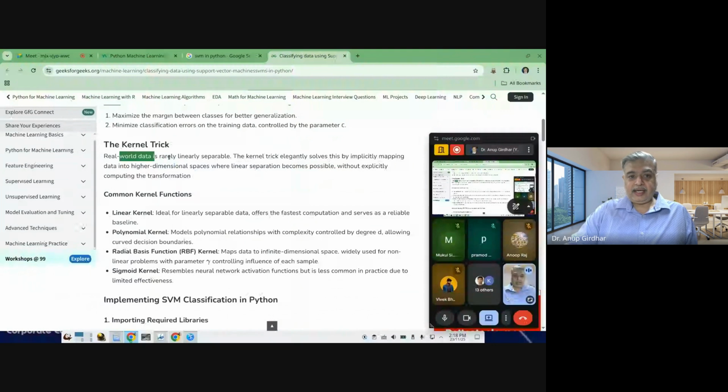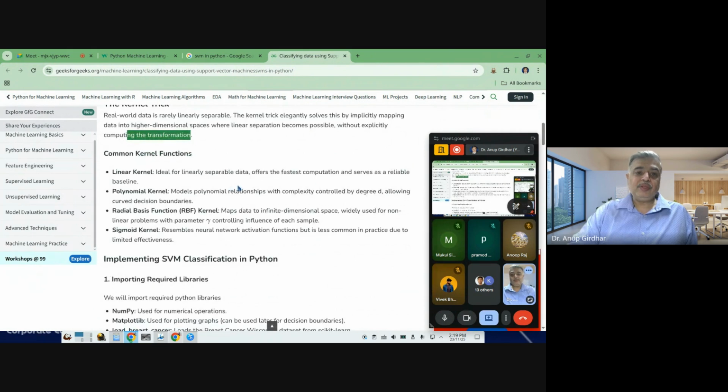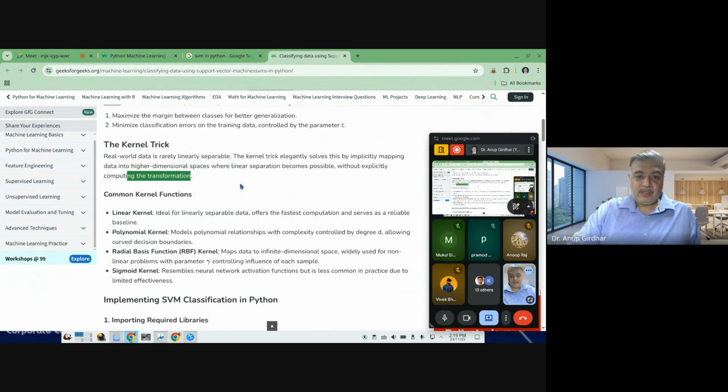Now, real-time data is rarely linearly separable. That's where the kernel trick elegantly solves this by mapping the data into a higher-dimensional space, where linear separation becomes possible without explicitly computing the transformation. So kernel operations need to be understood: how they are performed.